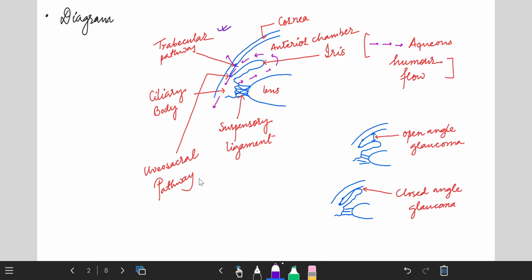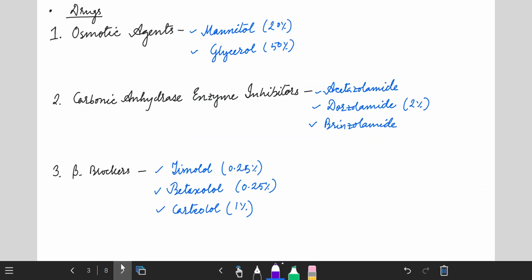Okay. So what is open angle glaucoma and closed angle or narrow angle glaucoma? This is iris and this is your cornea. If the space is open and the aqueous humor is able to go through this trabecular pathway, that is known as open angle glaucoma. If the angle is closed and aqueous humor is not able to go through trabecular pathway, that is closed angle. Clear to you? Now we will understand what are the drugs used.